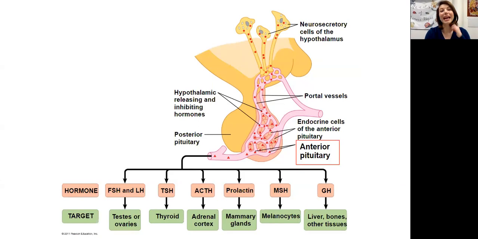All right, so the anterior pituitary is actually responsible for a whole lot more than the posterior pituitary gland is. So here we have follicle stimulating hormone and luteinizing hormone. We have thyroid stimulating hormone. We have adrenocorticotropin hormone, prolactin, melanin stimulating hormone, and then growth hormone. All of these things are coming from the anterior pituitary. So it's an incredibly important organ when it comes to hormone functioning.